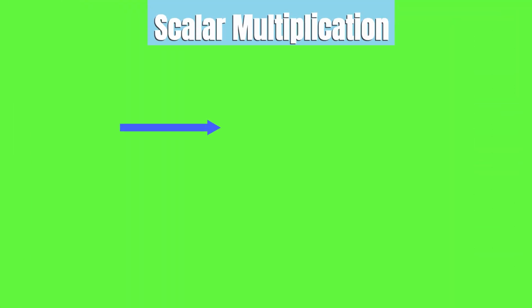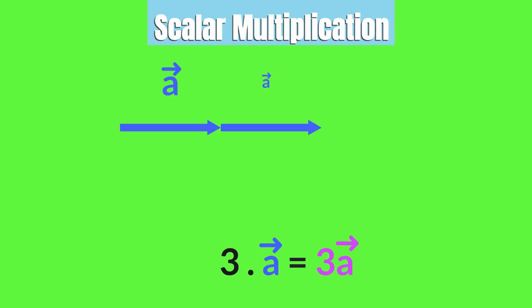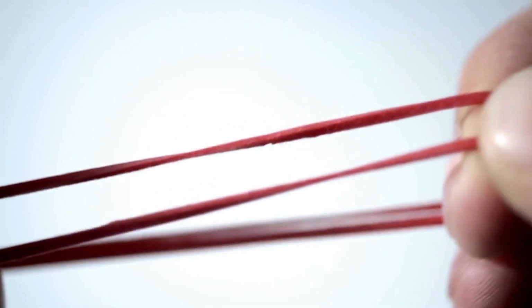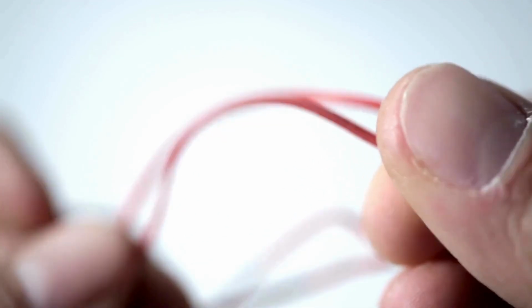Concept of scalar multiplication. Scalar multiplication is straightforward. 1. Multiply each component of the vector by the scalar. The vector's direction stays the same, but its magnitude changes. You can think of it like stretching a rubber band. Pull it, and it gets longer, but it still points the same way. Let's explore this with examples.